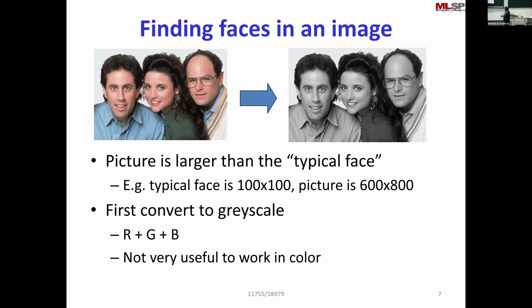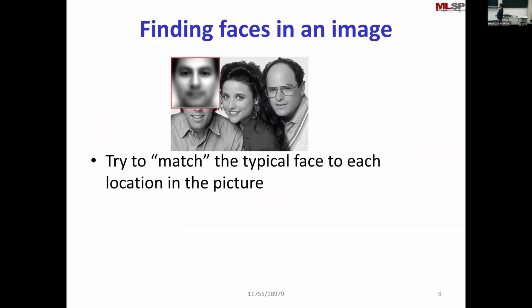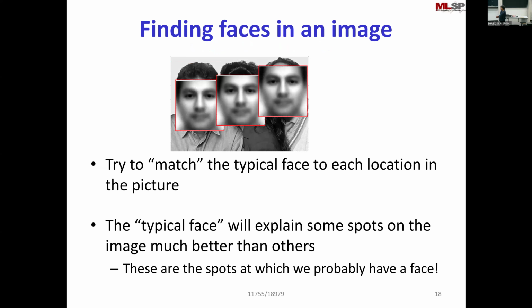I'd begin to scan. Firstly, the picture is larger than the typical face, and it's in color. So maybe I convert it to grayscale by averaging the colors out. I have my typical face, which is also grayscale. I make sure that the 2 are scaled so that the faces in the image roughly match the typical face that I've constructed from my data. And then I can begin trying to match my typical face at every position over here until I find the locations where my typical face matches the image. And so I'd get some notion of where in the image I can find the faces.